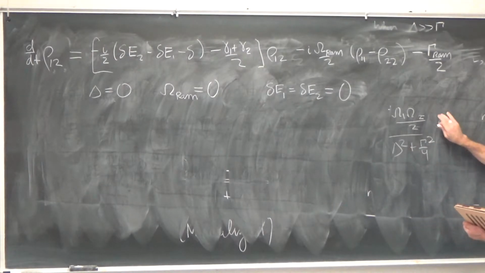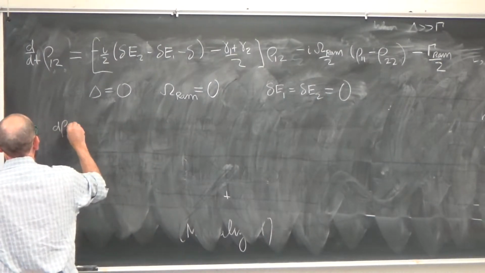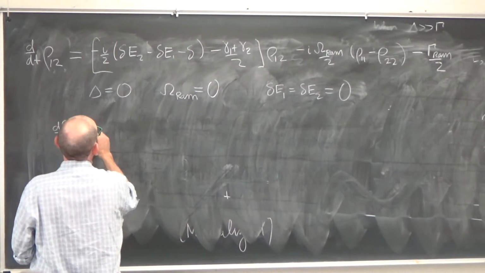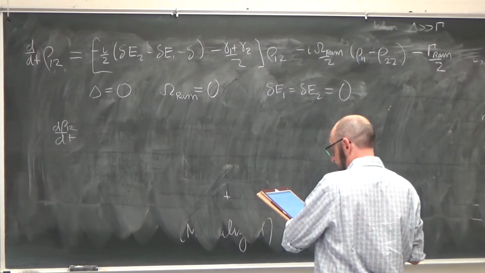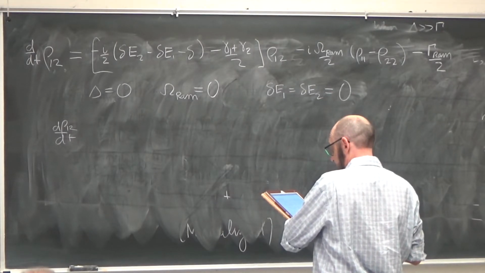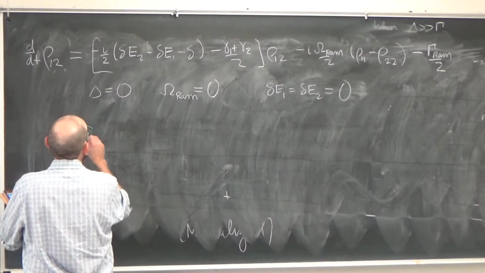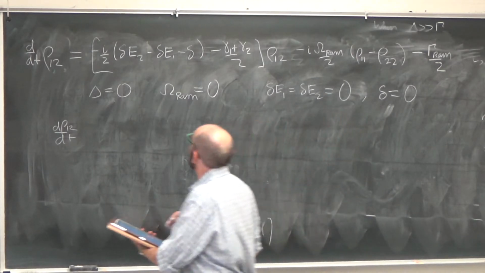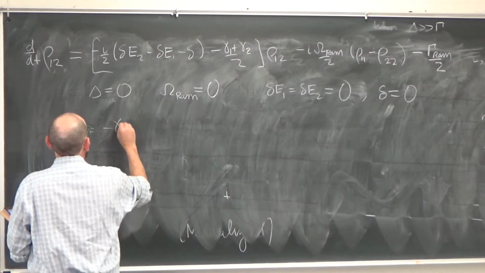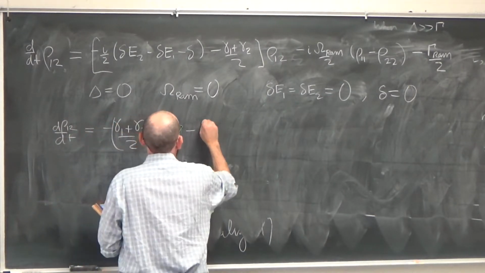So when delta is large, we had this over delta. When delta is 0, this is 0. And so I end up with an equation that looks like this. And I'm going to choose this again. So this then becomes equal to this, and I'm going to also choose this to be exactly on two-photon resonance. So I have this equation.